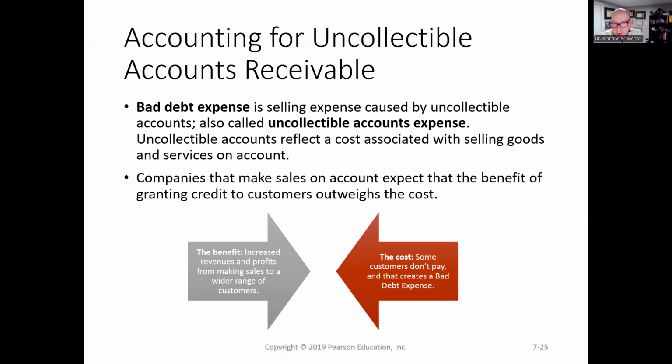Companies try to make sure that for sales on account, the benefit of granting the credit outweighs the cost. We always try to gauge the risk of the customers not being able to pay us back. So we offer accounts receivable, but we also run the risk. So that's what that tells us.